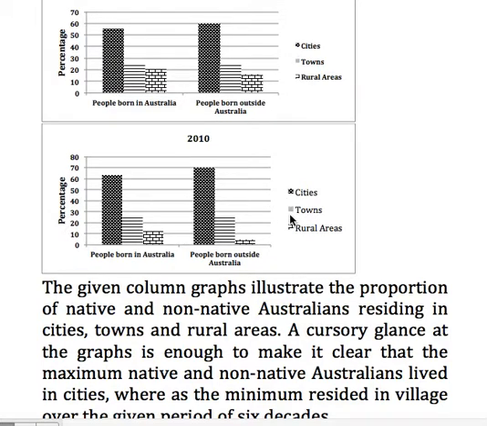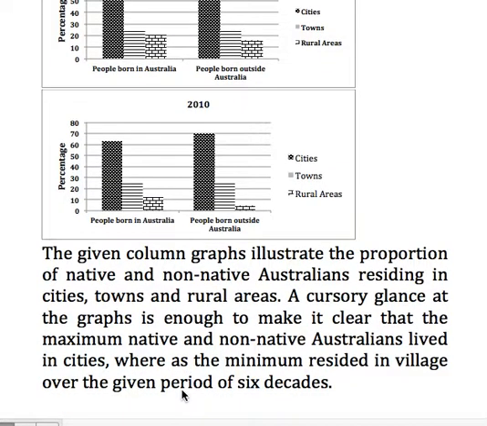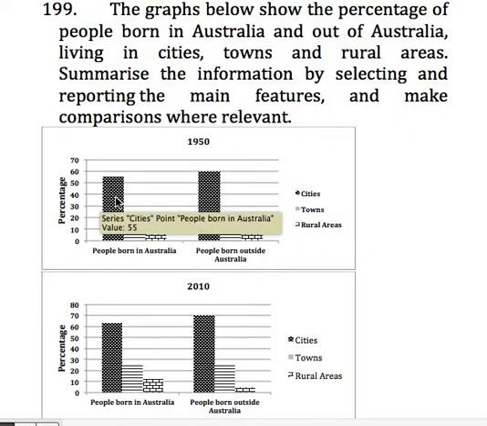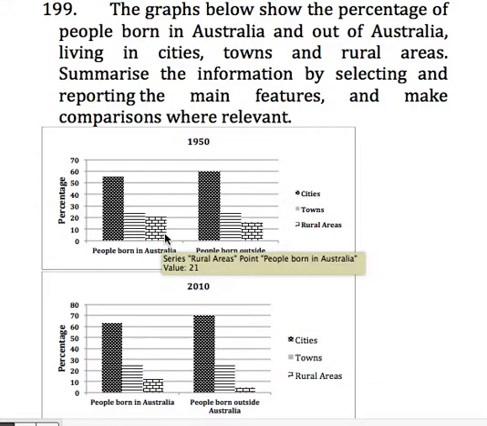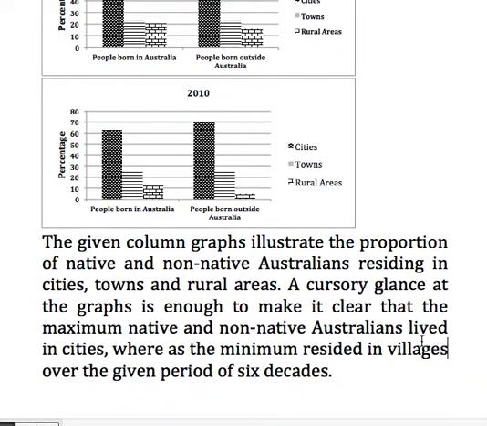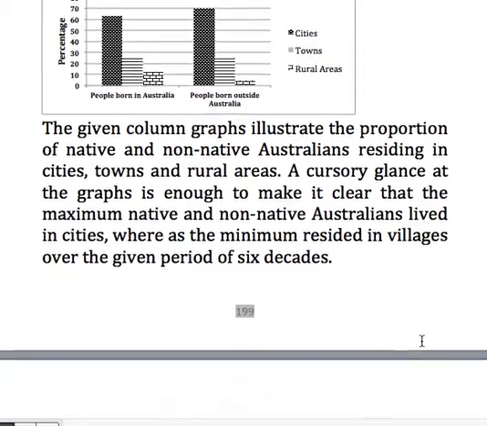A cursory glance at the graphs is enough to make it clear that the maximum native and non native Australians lived in cities, whereas the minimum resided in villages over the given period of 6 decades. So here you can see the maximum lived in cities, be it native or non-native, and the minimum lived in villages. So the maximum lived in urban areas and minimum lived in villages over a period of 6 decades.